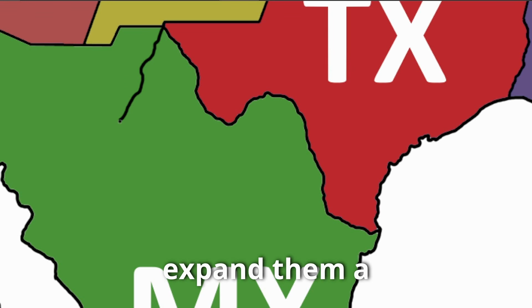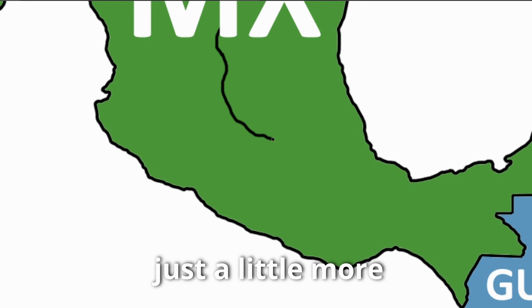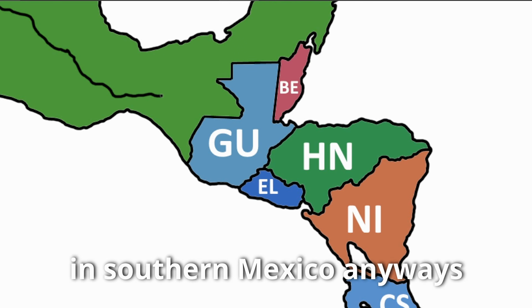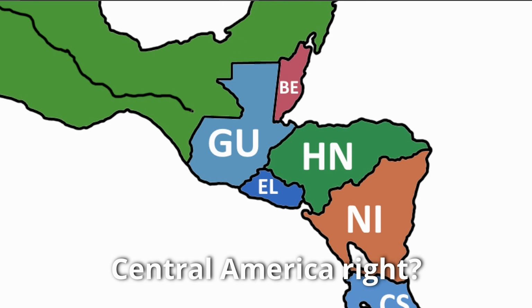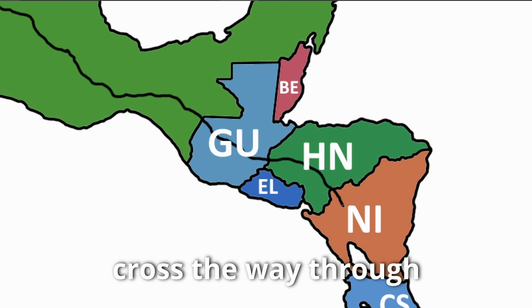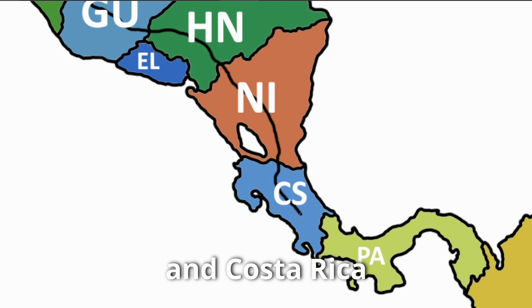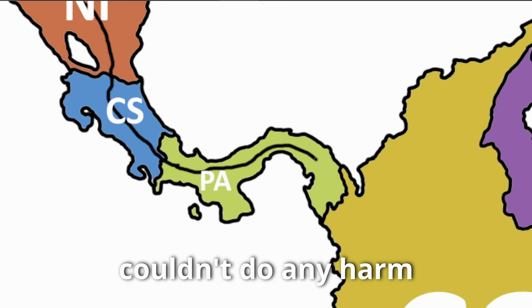But you know, I couldn't do Texas too dirty, so to make up for their lost panhandle, I'm just gonna expand them a little south into Mexico. Yeah, let's just go a little south here. Just a little more. Okay. Yep, just slightly more. We're getting there, don't worry. You know, since we're here in southern Mexico anyways, we might as well just go a little bit into Central America, right? You know, couldn't hurt anyone. Yeah, just cross the way through Honduras. Okay, go a little south through Nicaragua and Costa Rica. Yeah, snatch up the Panama Canal. Just couldn't do any harm, let's be real.